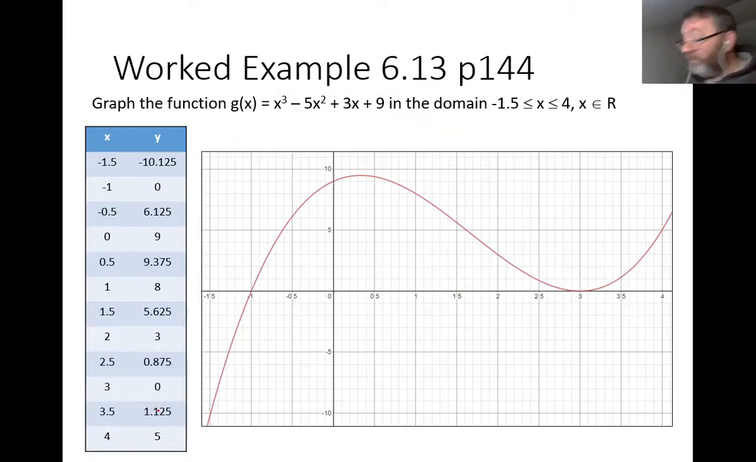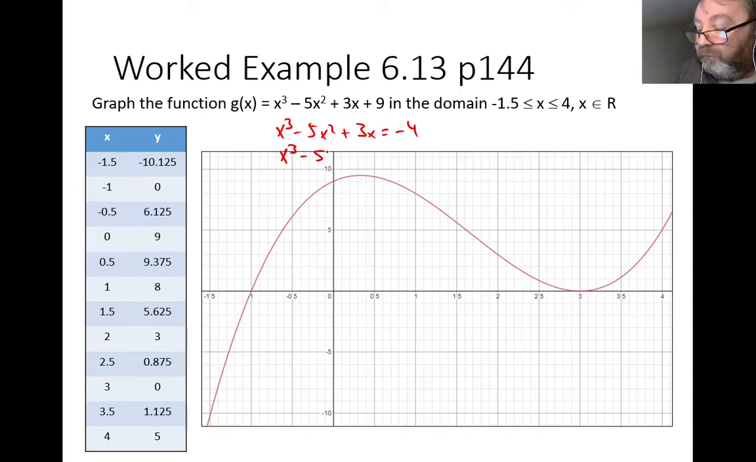The last one is similar. It's x cubed minus 5x squared plus 3x, but then they change the last number. They say equals minus 4. Now, the first thing I want to show you is this. Let's bring that minus 4 over, because we can't solve any cubic or quadratic expressions unless they're equal to 0. That's a good rule to get into. So that becomes x cubed minus 5x squared plus 3x plus 4 is equal to 0.